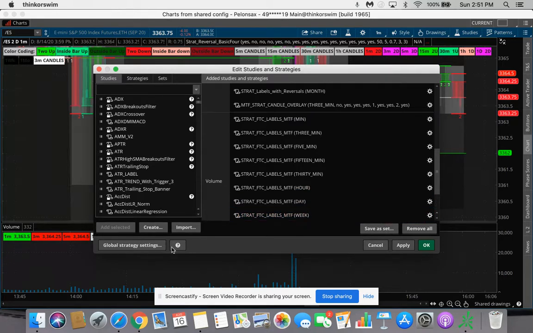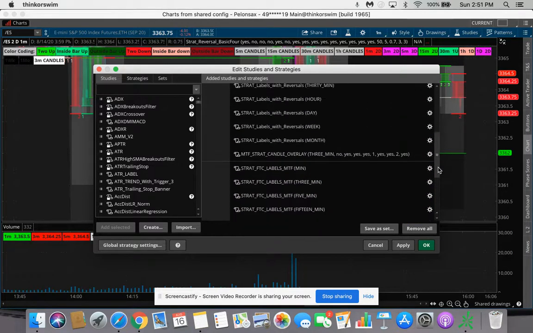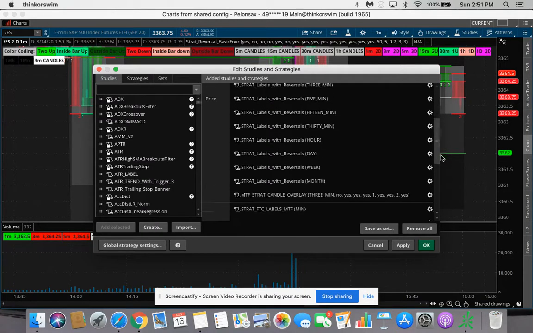I put them in the volume window. You can put them anywhere else you want. If you want to put them up here, I'm trying to keep it a little bit less cluttered up here, so I put these down here. That's what those two studies do. There's another study here that is a multi-time frame Strat candle overlay. Let me show you that study.